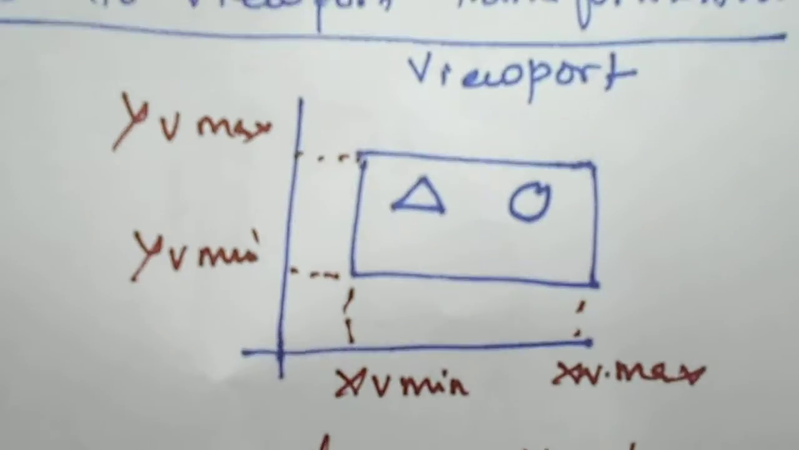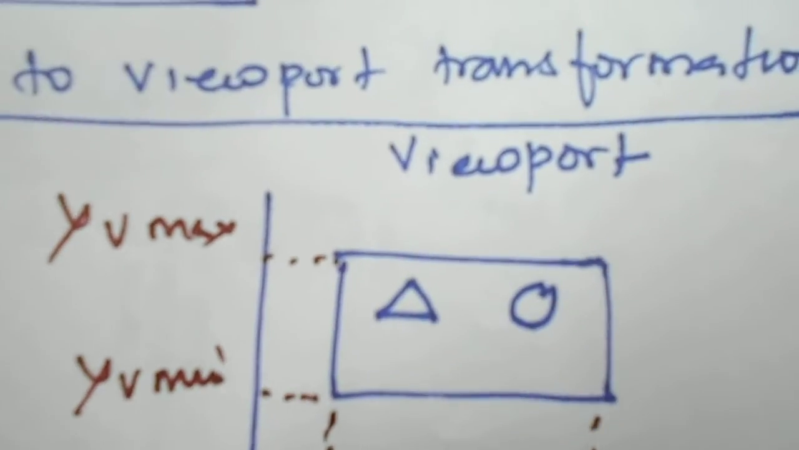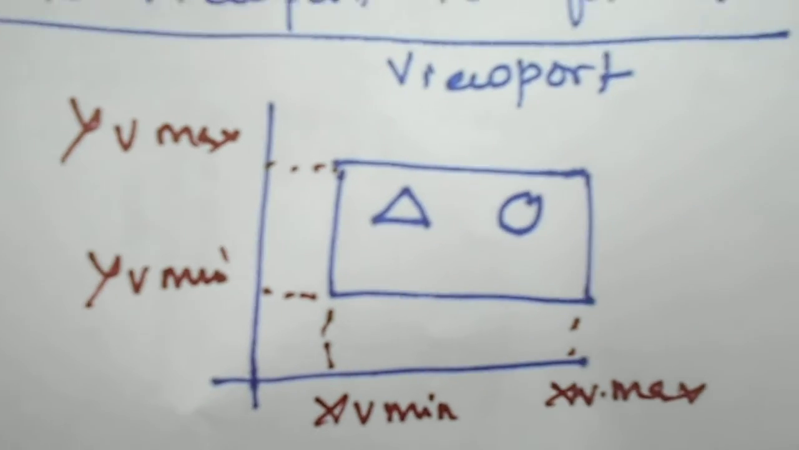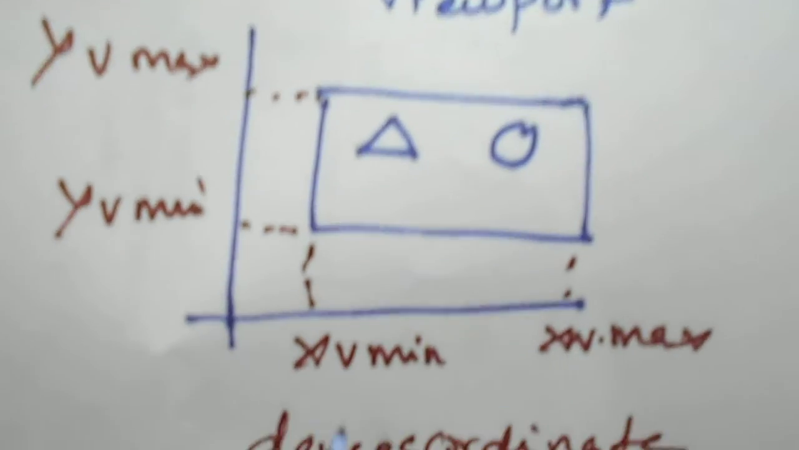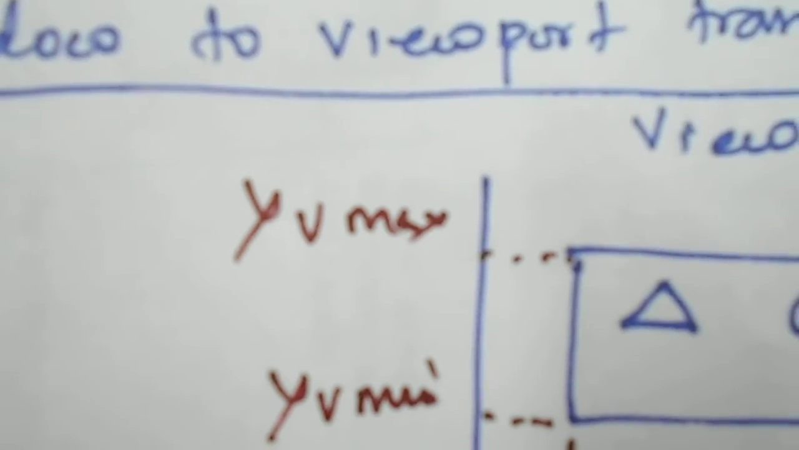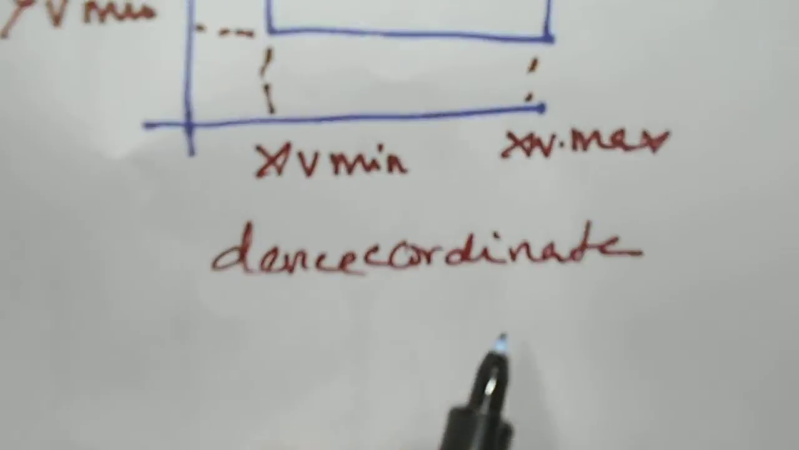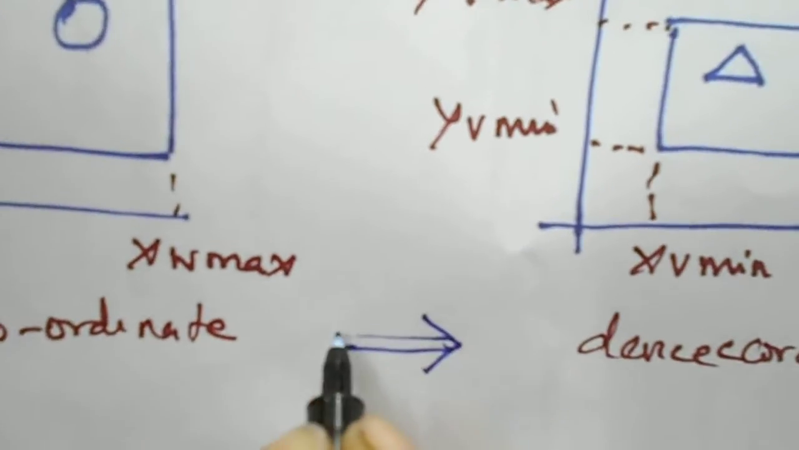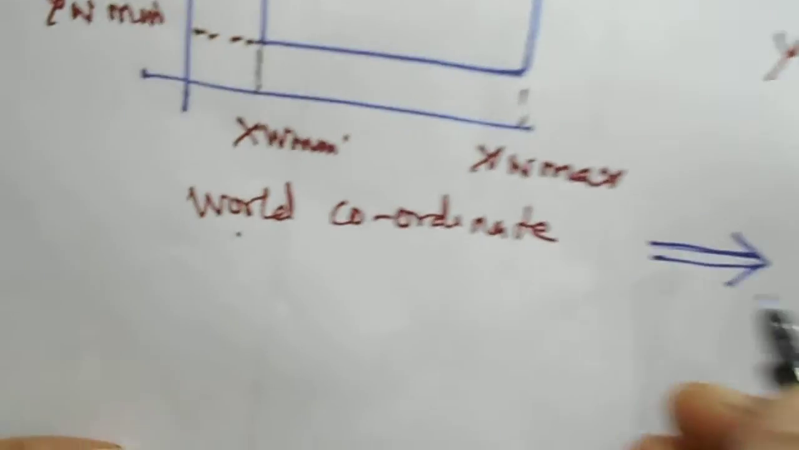So the viewport is also defined as a rectangle area. Here also there is a boundary for the viewport. These boundary values are xv minimum, xv maximum, yv minimum, yv maximum. These coordinates we call device coordinates. So the conversion of world coordinate to device coordinate we call window to viewport.